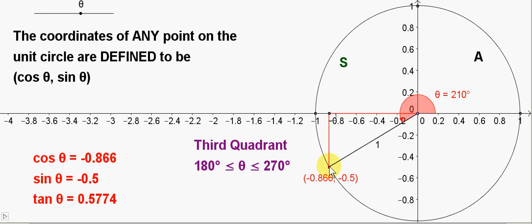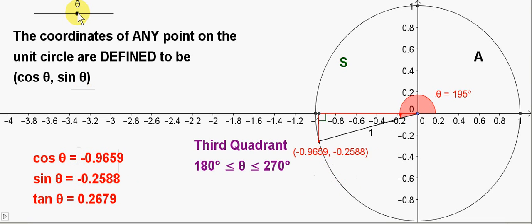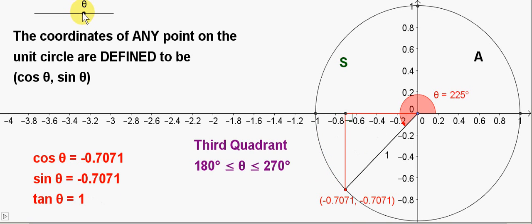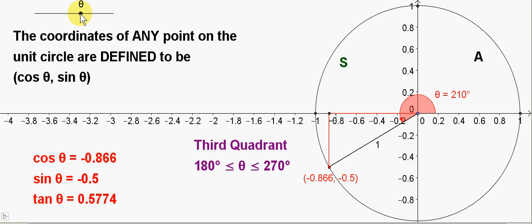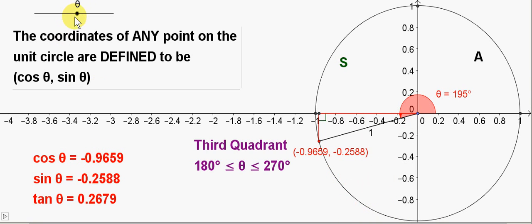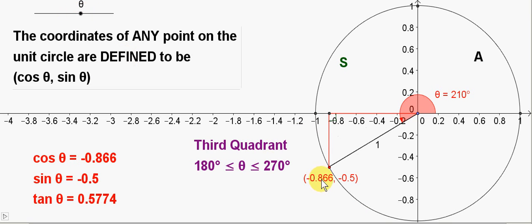Then the coordinates of this point are cos 210 degrees, comma, sine 210 degrees. We can see that the coordinates of a point in the third quadrant are both negative. So the cos of a reflex angle, well, an angle in this quadrant, is negative, and the sine of it is also negative. And of course we can move this point around. We still deal with angles in the third quadrant. We can see that both the cos and the sine are negative because the coordinates are negative. The cos and the sine are just the coordinates of this point.